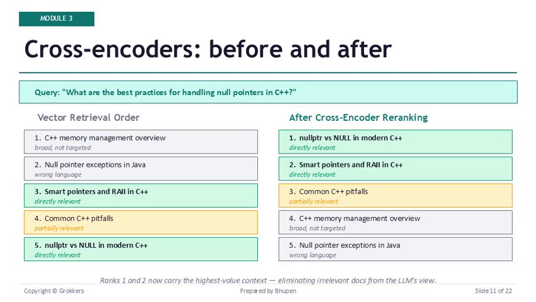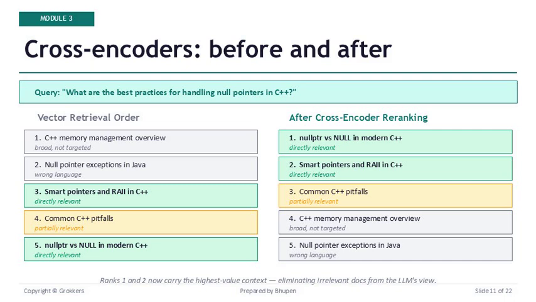Someone queries best practices for handling null pointers in C++. Look at the vector retrieval order. Rank 1 is a broad C++ memory management overview, related but not targeted. Rank 2 is about null pointer exceptions in Java, wrong language entirely. The most relevant document about nullptr versus NULL in modern C++ is buried at rank 5.